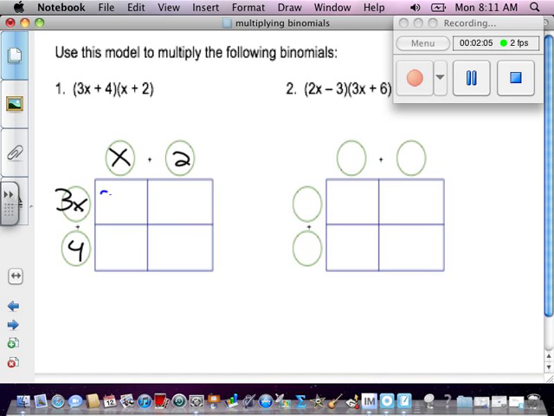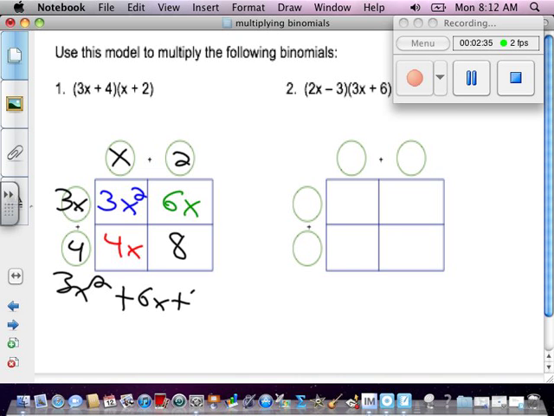3x and x makes 3x squared. 3x and 2 makes 6x. x and 4 makes 4x. Finally, 4 times 2 is 8. So now I'm just going to write these in a row. I'm going to have 3x squared plus 6x plus 4x plus 8. Which two are my like terms? 6x and 4x, so that makes how much? 10x.